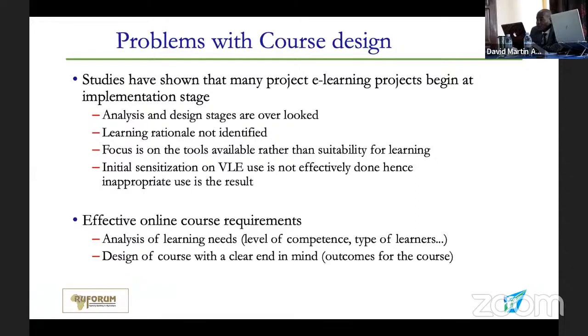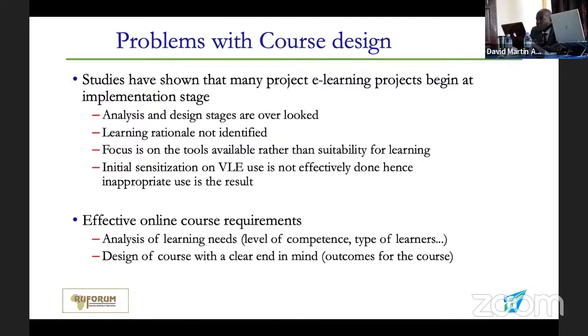So, but what we need to understand that effective online courses require certain things. And one of them is analysis of the learning needs of whoever is going to go there and be able to utilize your resources in the best way possible. By analyzing the learning needs, we look at the level of competence and the type of learners.